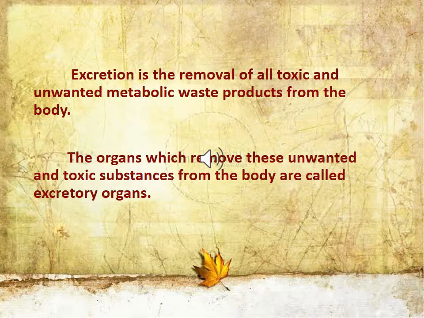So there is a huge difference between metabolic waste products and undigested food. Metabolic waste products are those products which are produced inside our body due to biochemical processes. Okay, and those metabolic waste products are very harmful for us. So we need to get rid of it. So the removal of all those toxic metabolic waste products is known as excretion. And the organs which remove these unwanted and toxic substances from the body are called excretory organs.